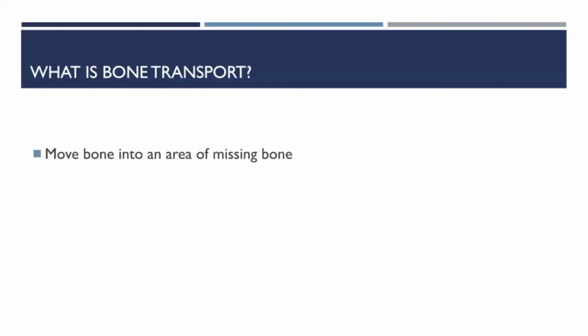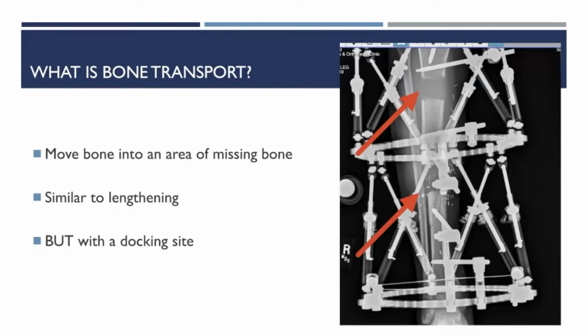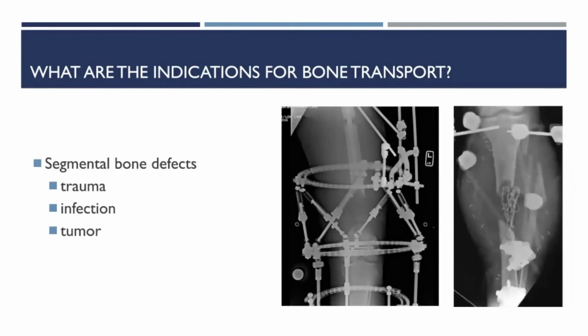What is bone transport? Basically, it's moving a piece of bone into an area of missing bone. It's very similar to lengthening in that there's a distraction osteogenesis site, but there is also a docking site after that transport piece has made its way across the segmental bone defect. What are the indications? Basically, segmental bone defects most commonly caused by trauma, infection, or tumor.